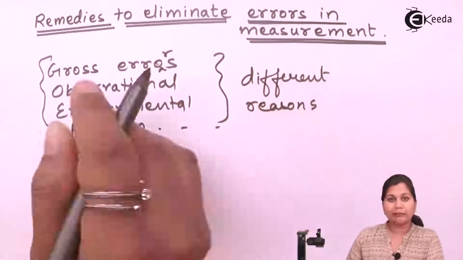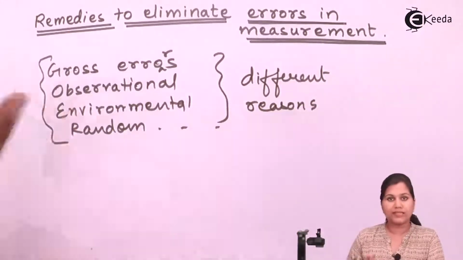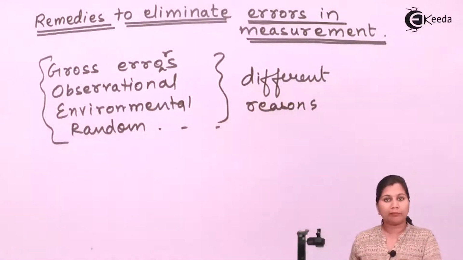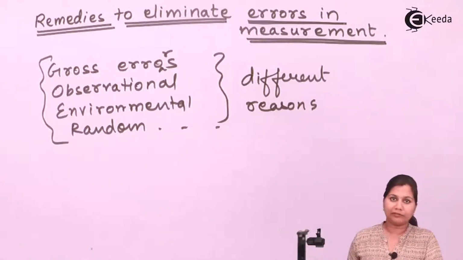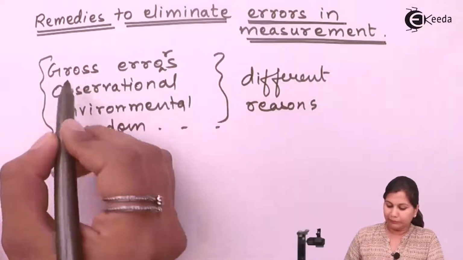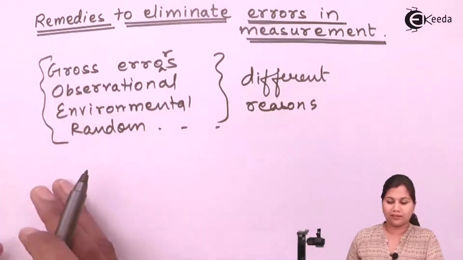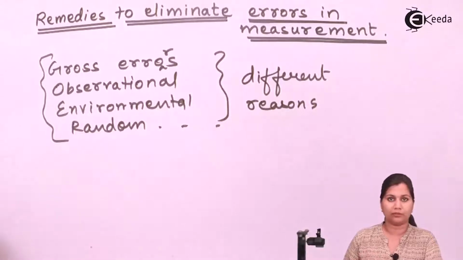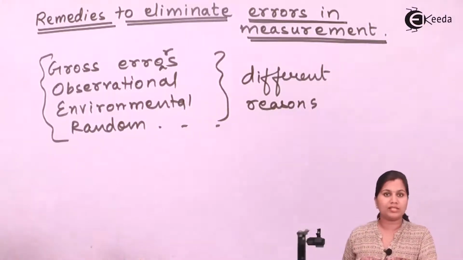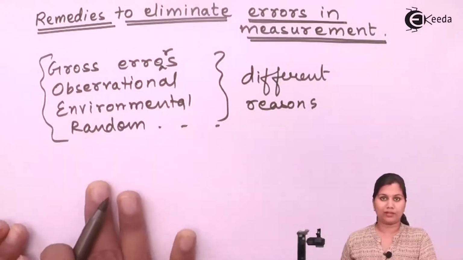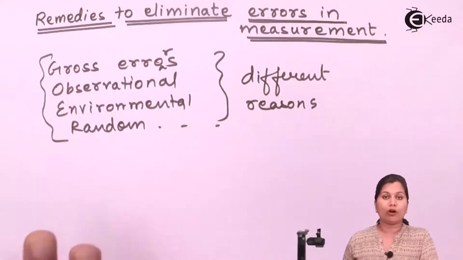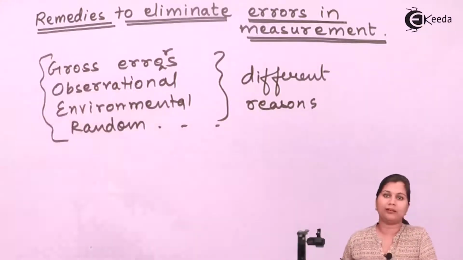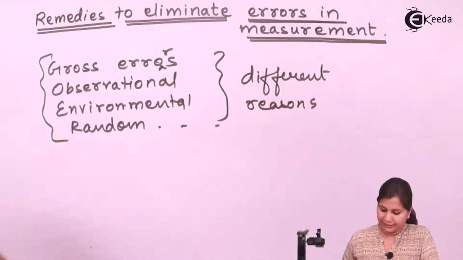If we want to eliminate or reduce these errors, then because the reasons are different, the remedies will be different. So for reducing these errors, we have different remedies according to the type of error. In this video, we will study how these types of errors can be eliminated, and what precautions can be taken so that we can reduce them in the measurement. Okay, let's start with it.